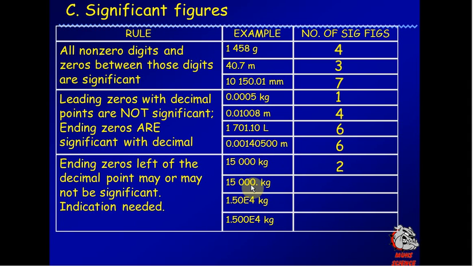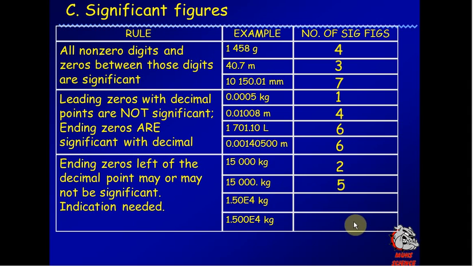In the next example, I have 15,000 written, but you'll notice it has a decimal point after it. This is a measurer's way of signifying I have a device, and I'm measuring to the actual ones place. And I know it's not 14,999. I know it's not 15,001. It's 15,000 exactly. So that decimal point means all of these zeros are significant, and this is a 5 sig fig number.